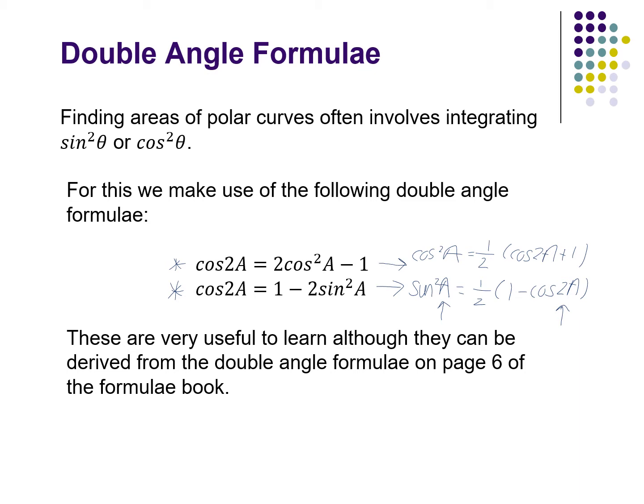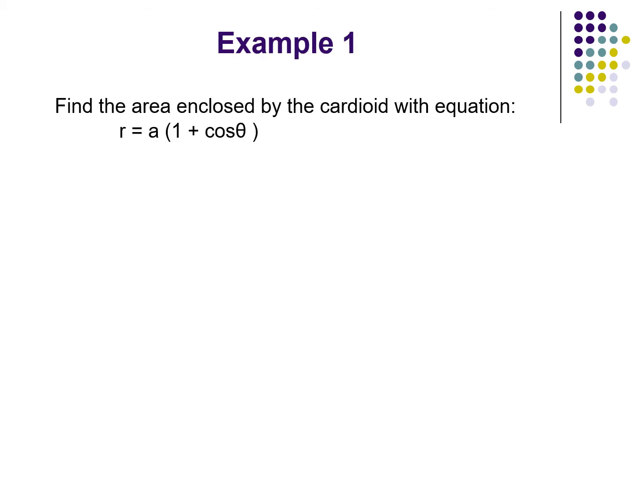Okay, so what we need to do then is have a look at some examples. Let's have a look at example number 1. Find the area enclosed by the cardioid with this equation. What I suggest you always do with these is draw a quick little sketch, so we can think about what that cardioid looks like. The first thing I always look for is my tangents to the pole. Tangents to the pole, remember, are where r is 0.